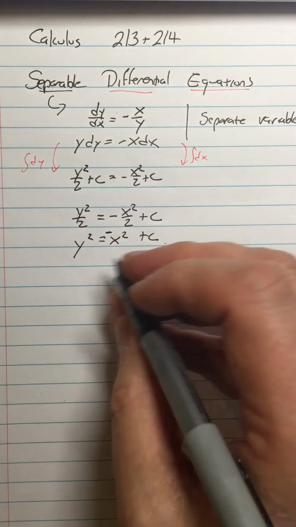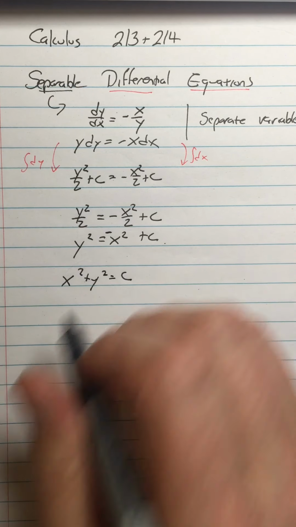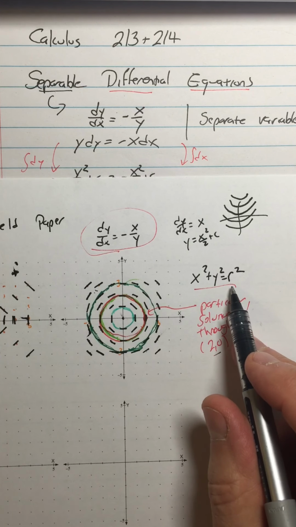All right, and then I'm going to just put the x squared to the other side, so I have x squared plus y squared equals c. And then, look, that's what our general solution was. x squared plus y squared equals r squared.